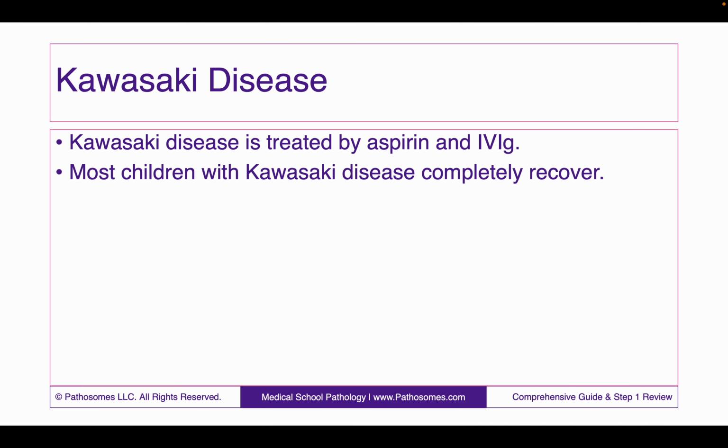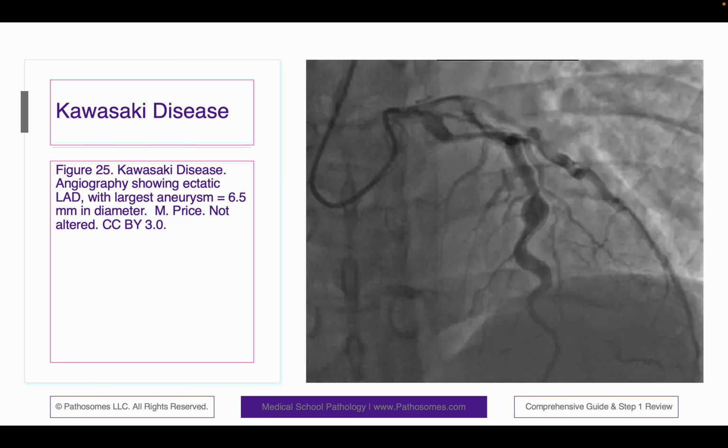Kawasaki disease is treated by aspirin and IVIG. And note, most children with Kawasaki disease completely recover. Isn't that fantastic? Here we see angiography showing ectatic LAD with a largest aneurysm equaling 6.5 millimeters. LAD is short for left anterior descending artery associated with the heart, right?